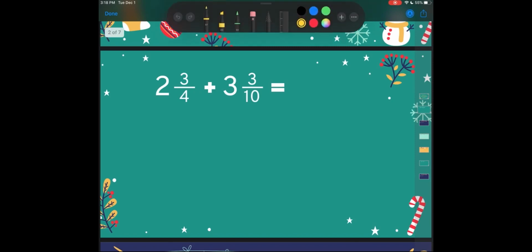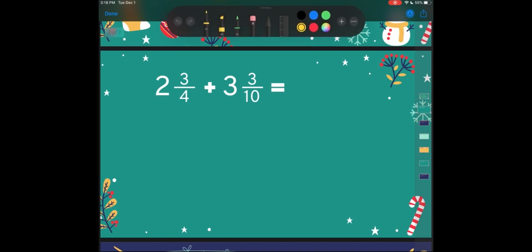So just like with normal addition and subtraction with fractions, I can't do anything if their denominators aren't the same, right? So our first step, just like before, is going to be finding the least common denominator for our fractions, which in this case are 3/4 and 3/10. So we need to skip count by 4 and 10 and find their least common denominator.